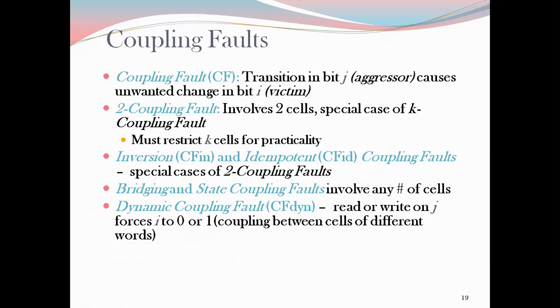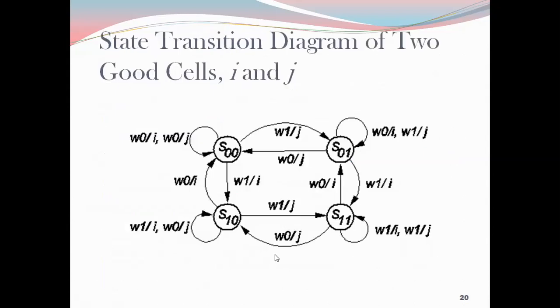Dynamic coupling fault, it is coupling between two cells of different words, and this is sensitized both by read and write on the jth or the aggressor cell. So it is not like the normal coupling fault, which is activated only by transition. Even without transition, only reading, when I'm not writing anything, I'm not changing the value of the aggressor, then also it is forcing my victim cell value to change. So that is dynamic coupling.